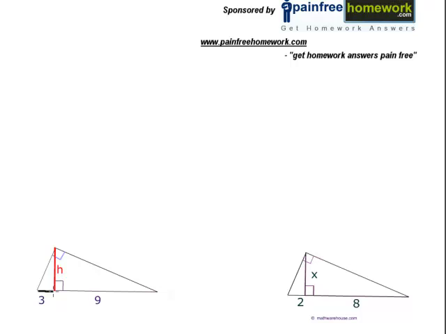So we've got a side of 3 and a side of 9 here, and we're trying to find the altitude. We've got a side of 2, a side of 8, and we're trying to find the altitude x here. So this is one of the classic problem types that students have to deal with. Now let's think about what we saw in the prior demonstration here.